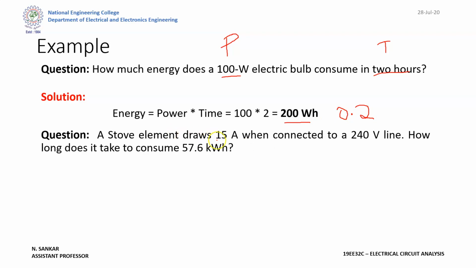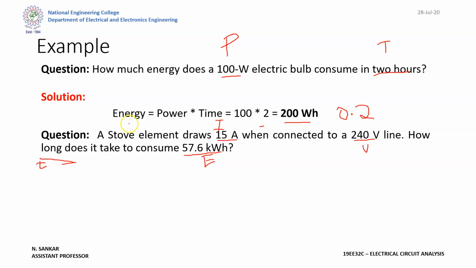Next we can move to the next one. A stove element draws a current of 15 ampere when connected to a 240 volt line. How long does it take to consume 57.6 kilowatt hour? They have given an induction stove. The induction stove has a current carrying capacity of 15 ampere. This is your current I. 15 ampere is I, and the supply voltage is 240, this is your V. It is consuming energy, so they have given the value of energy E. What we have to find is how long, so they are asking for time T.